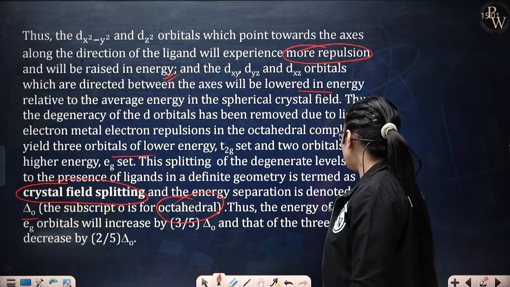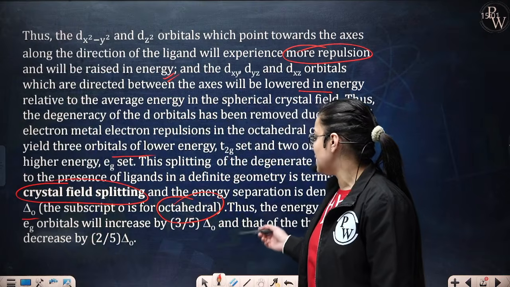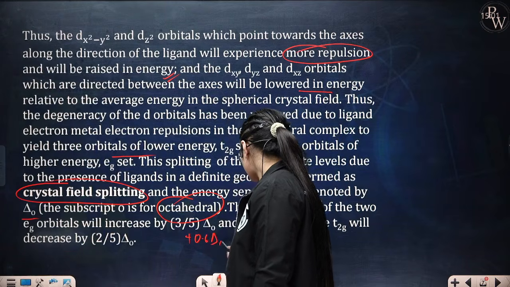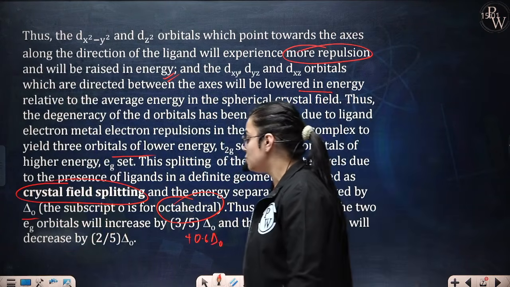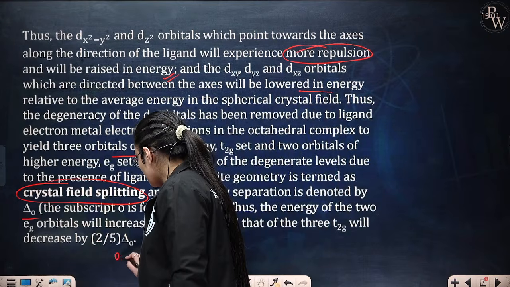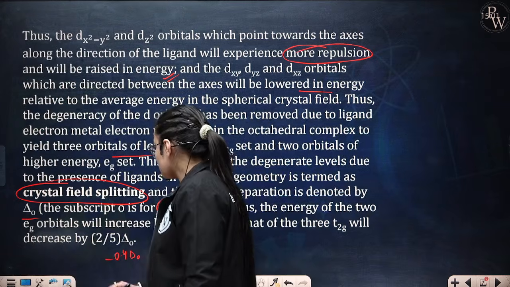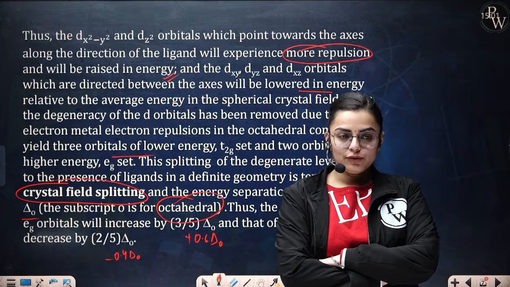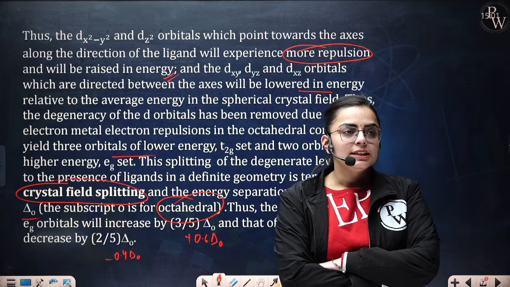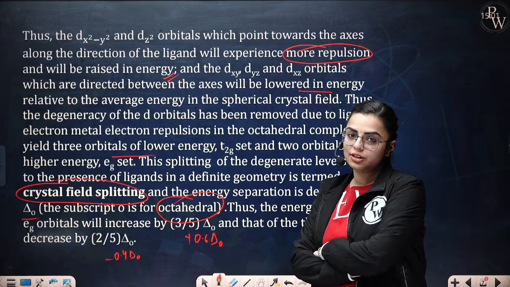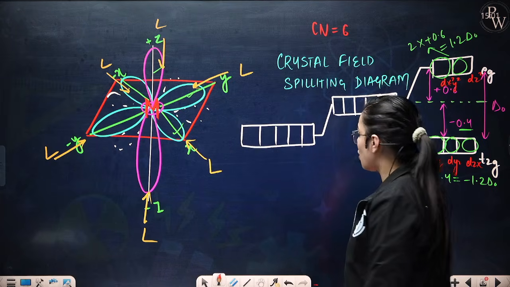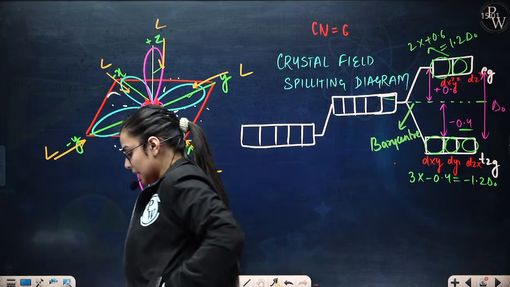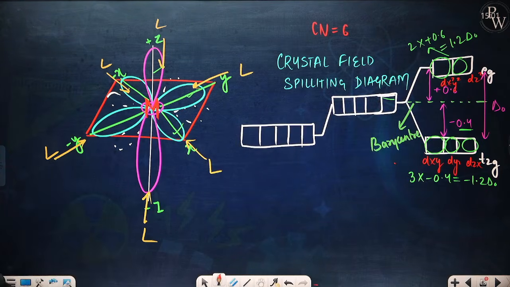Now see, thus the energy of the 2 eg orbitals will increase by 3 by 5 delta naught. That means positive 0.6 delta naught. And the 3 t2g orbitals will be lowered by 0.4 delta naught, so the value is minus 0.4 delta naught. Is it clear to you, people? Great. Kindly, you can underline this in your NCERT. Also, you can draw these structures. Is it clear? Shall we move forward, my dear students, if it's clear to you, people?